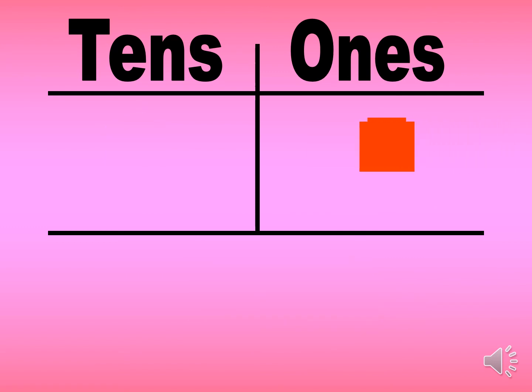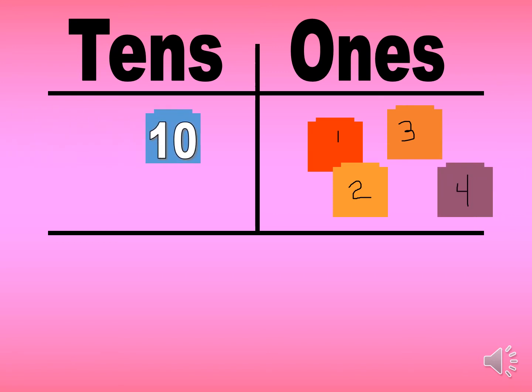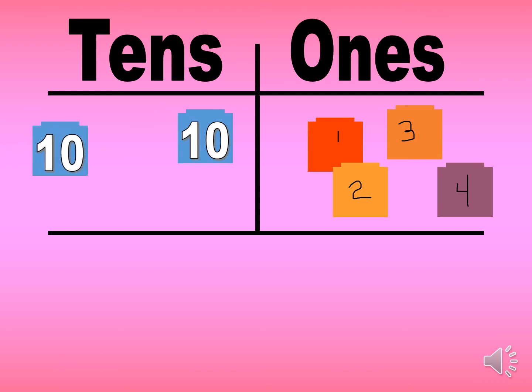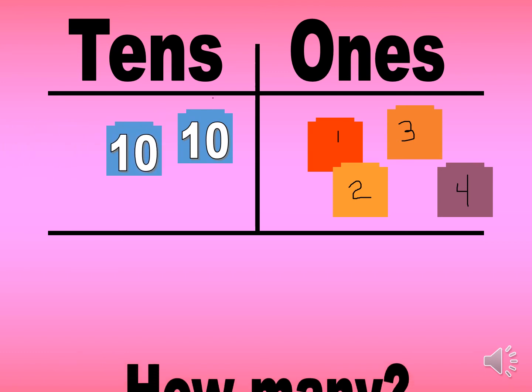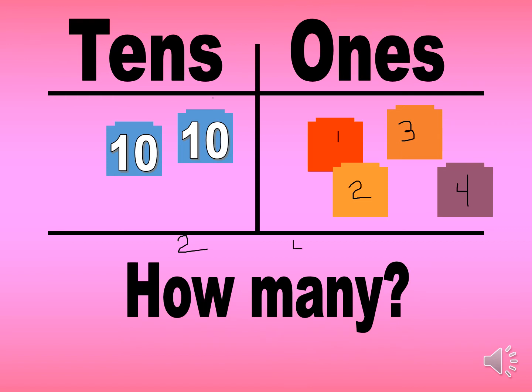How many tens and how many ones? Let's check our ones. 1, 2, 3, 4. How many tens? 1, 2. Yes, so I have 2 tens and 4 ones. What number is this? 24.